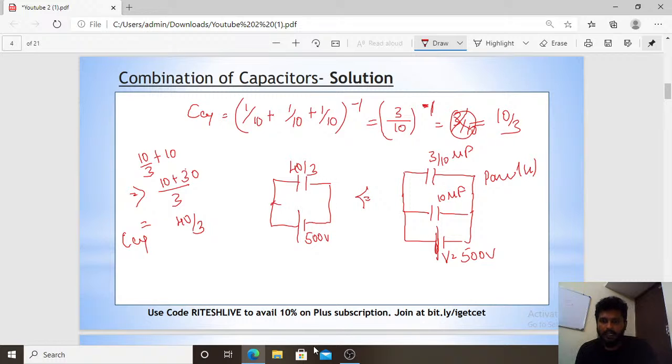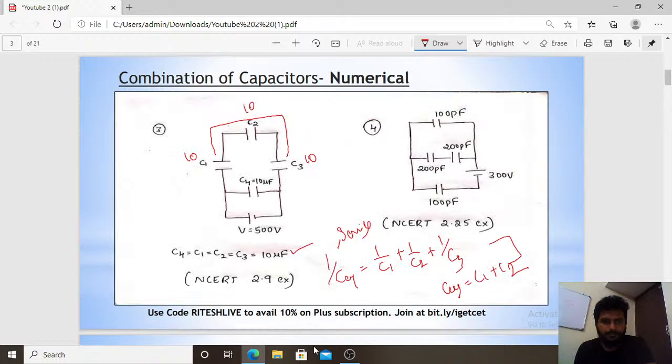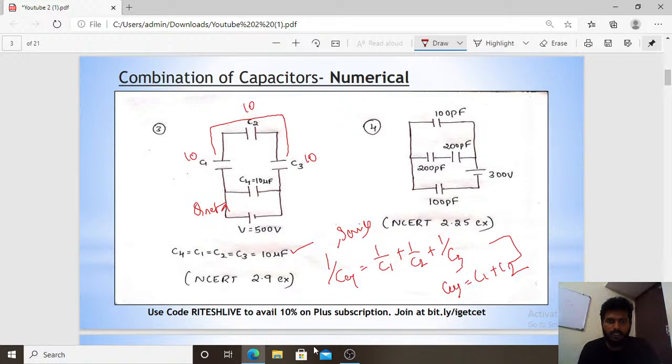Okay? What I need to get? Okay, C equivalent I anyhow got. Then I need to get the charges on each capacitor. Let me try. Okay, how do we get it? So that is Q net. Q net is what? When a voltage of 500 volt is applied, then Q is equal to CV. C how much we got? 40 by 3 into V, how much we got? C into V, anyhow we know 500, right? So that is nothing but 20,000 divided by 3. So that is microcoulomb. So this is Q net.